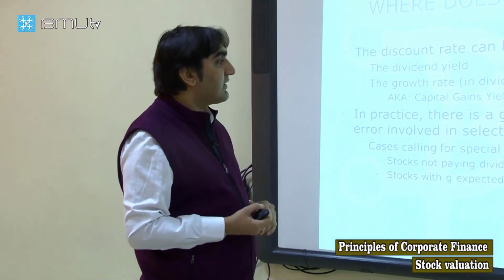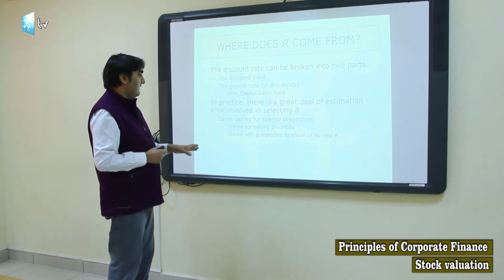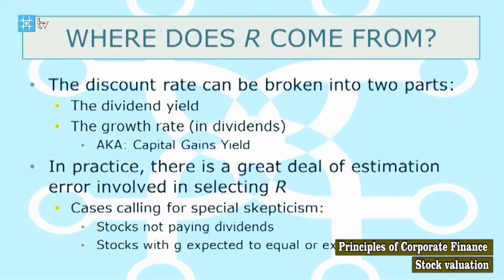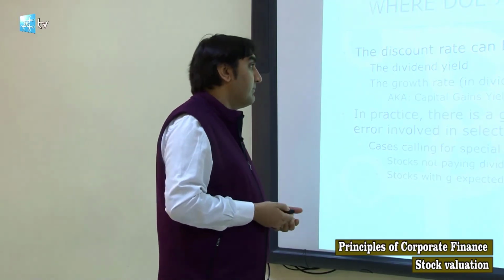In practice, there is a great deal of estimation error involved in selecting R, for example, for stocks not paying dividends, or stocks with g expected to equal or exceed R. So in our formula, that's R minus g. If g equals or is higher than R, mathematically it will be okay, but financially it's a problem. Stock price cannot be negative.